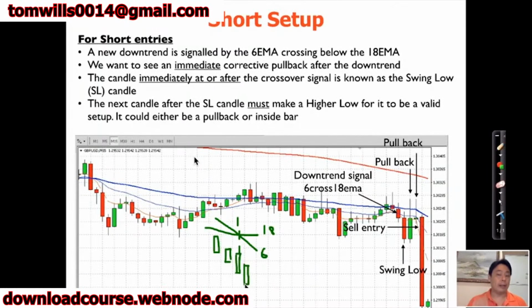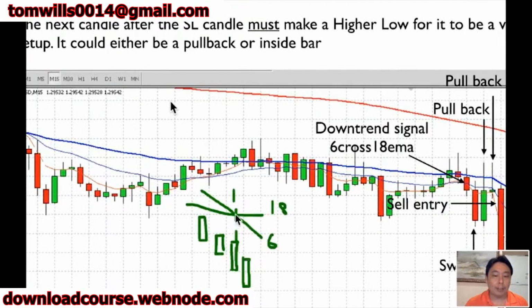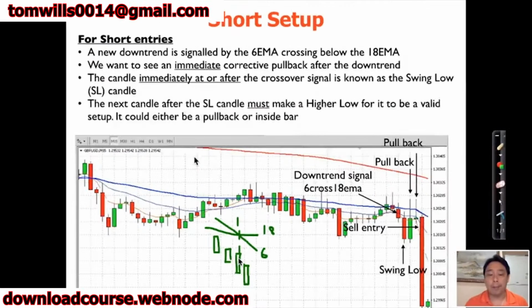Is this still valid? Will this now be the swing low candle? Well, yes, it is still valid because it comes right after the cross. Remember, it must come right at the cross or right after the cross. But the next candle, if it makes another lower low, it is no longer valid, right? Remember, it's no longer valid because the swing low cannot come one candle after that, right? It can only come right after the cross.